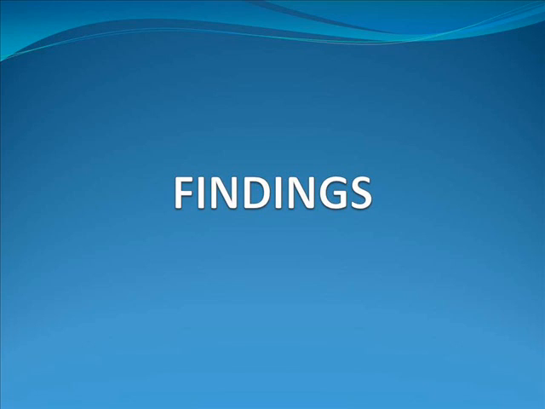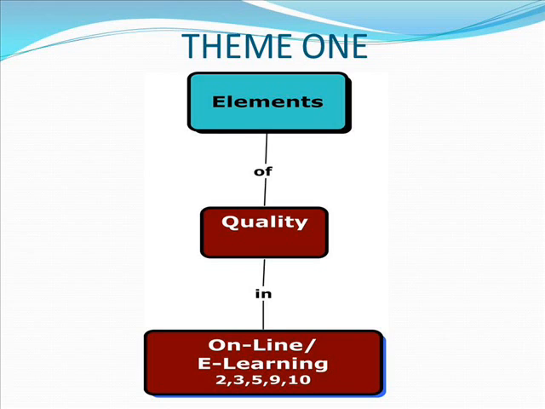Findings. An analysis led to the identification of 2 main themes regarding perspectives and perceptions learners had about online and/or e-learning. Students' perceptions and/or perspectives regarding elements of quality online and/or e-learning emerged as the first theme. 5 of the studies included this theme. This theme will be discussed first.